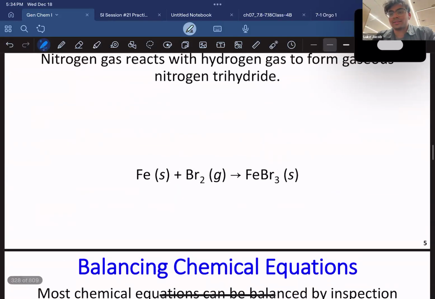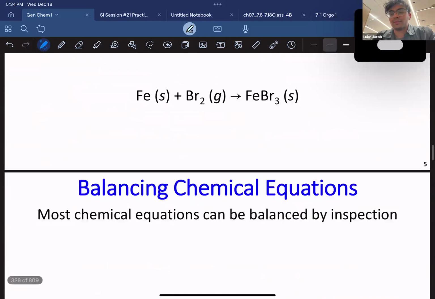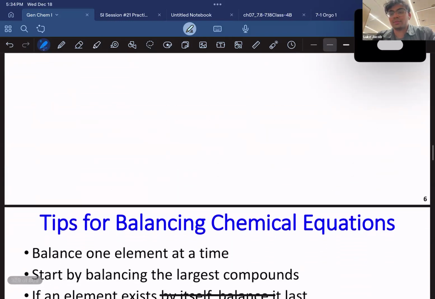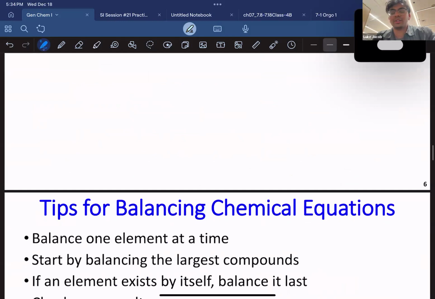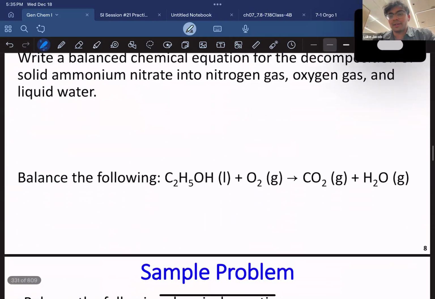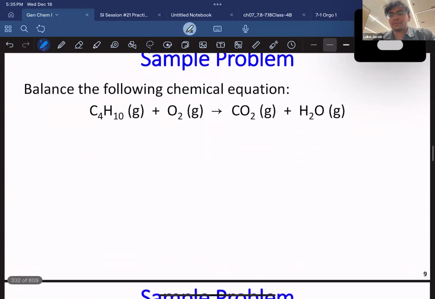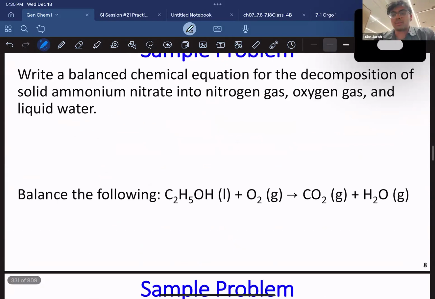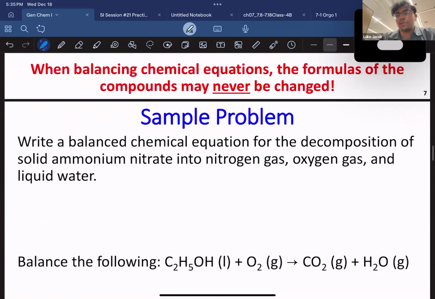So balancing these things is really important, because you're going to see this for your gas chemistry questions. You're going to see this later in chem, and it's just good to know. We'll just go through one problem. Let's do this one, right? Decomposition of sodium nitrate into nitrogen gas, oxygen gas, and liquid water.